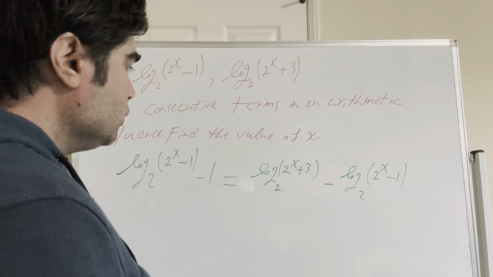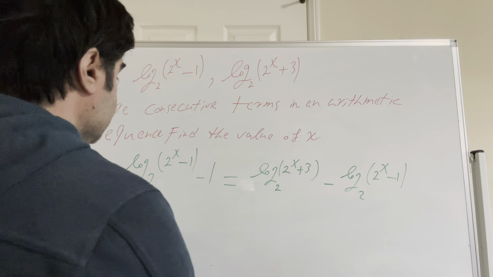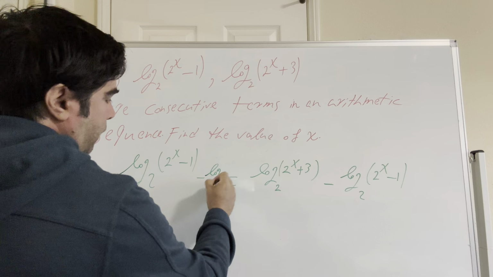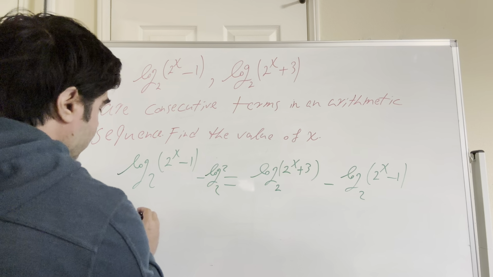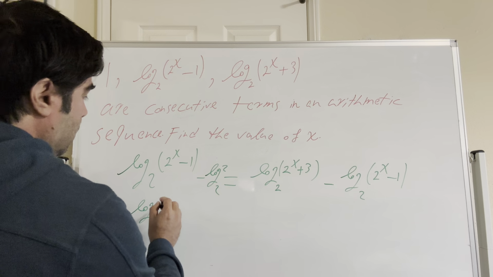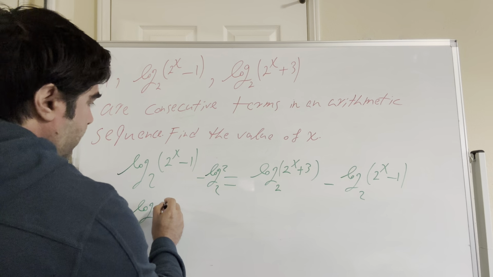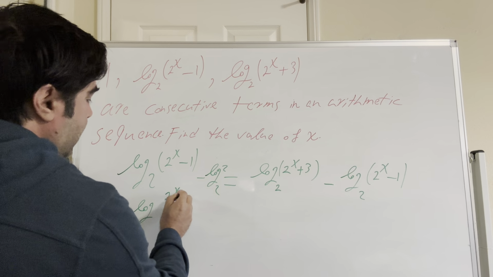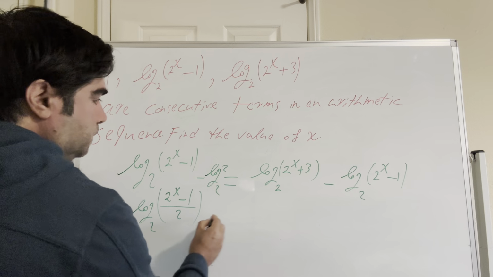Except the one here. So we need to make sure one is in terms of log. To do that, I can substitute 1 with log of 2 in the base of 2. I can write it that way, so everything is in log. So I'm going to rewrite this as log. We're going to use the quotient rule in logarithmic functions. I have 2 to the power of x minus 1 divided by 2 in the base of 2.